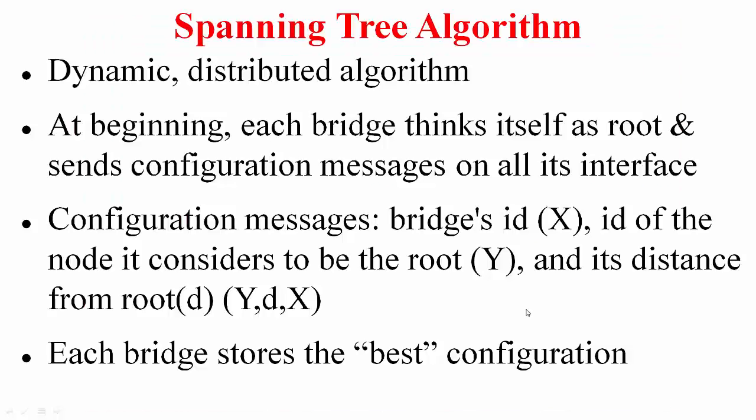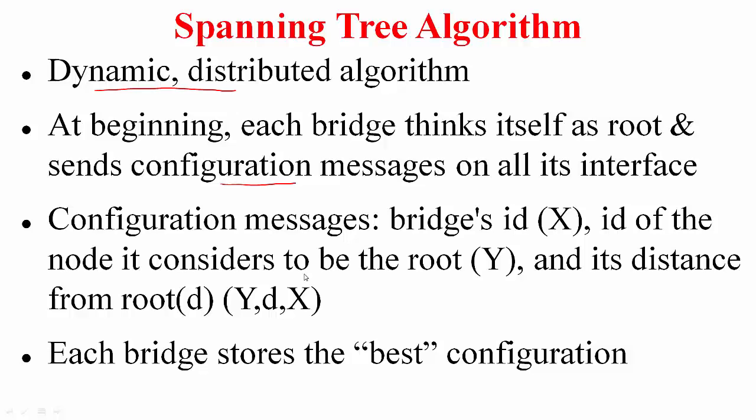I hope now you appreciate the research in this space, how to design protocols. Anyway, so the spanning tree algorithm is a dynamic distributed algorithm, and this is how it is done in practice. At the beginning, each bridge thinks of itself as root because it has no idea of what the IDs of the other bridges are. And then it is going to generate configuration messages and send them out on all its ports. Now, what is this configuration message?